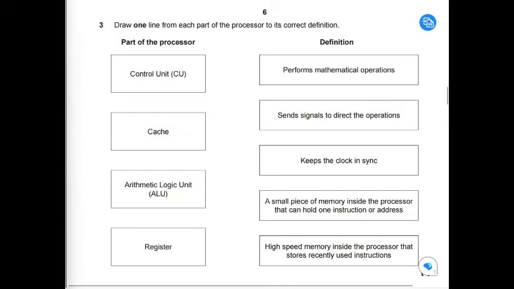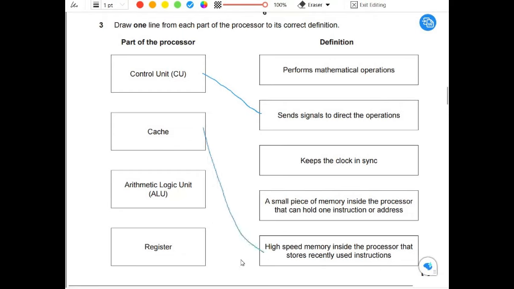Okay, question 3. Draw one line from each part of the processor to the correct definition. Nice and easy. So, control unit, that sends signals to direct operations. The cache is a high-speed memory inside the processor that will store recently used instructions. ALU will perform numerical calculations, so that goes up here. And the register is a tiny memory location inside the CPU that will hold one instruction at a time. There's your 4 marks right in the bag. Just remember the definitions with the parts of the processor. That should pose no problems if you know the definitions.